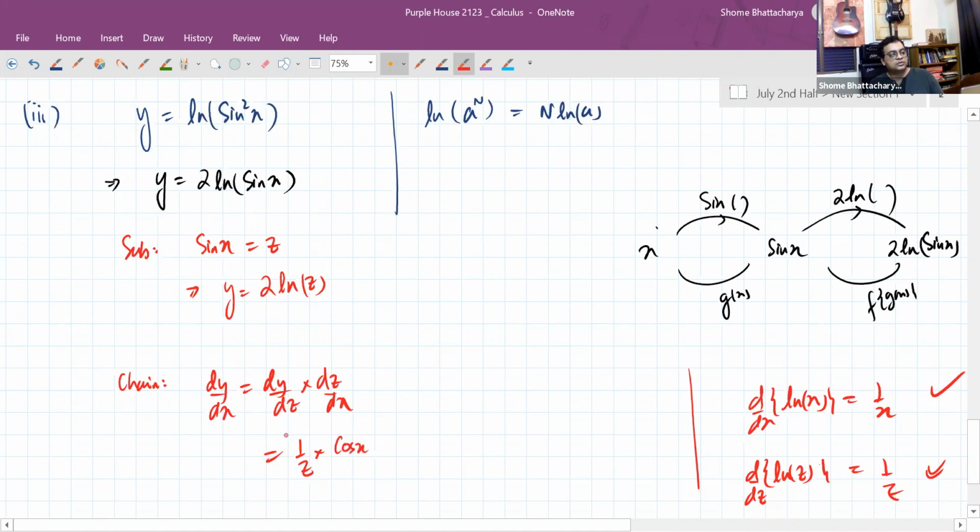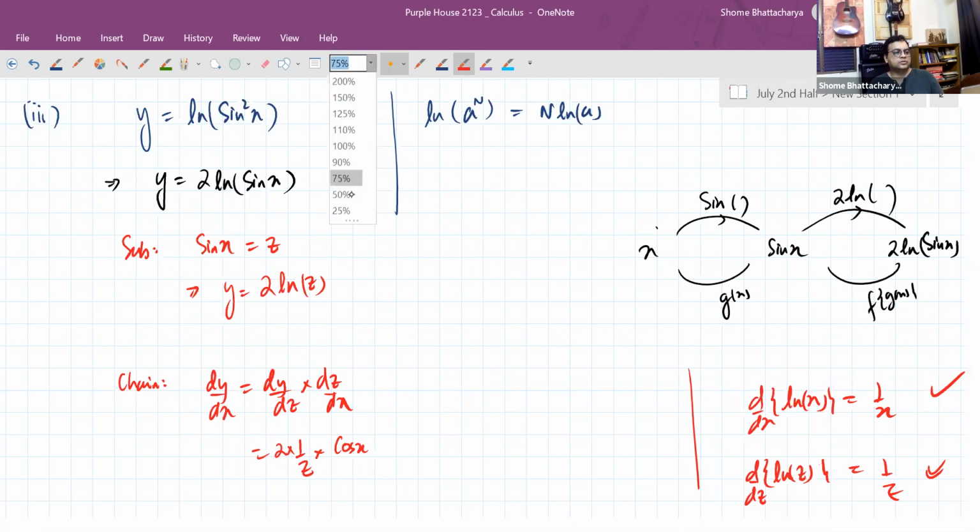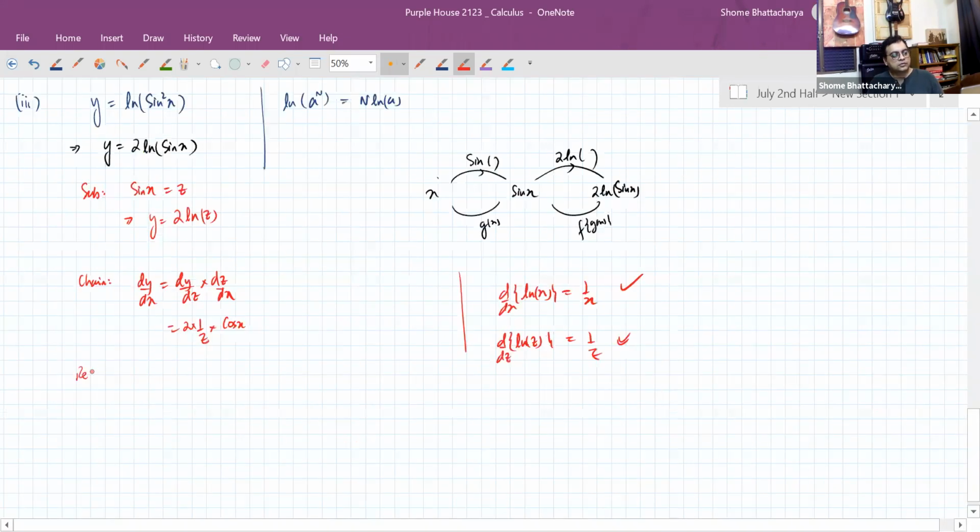Okay. But there's also the 2. So there is a coefficient of 2. Okay. So now you can see the final step. We need to just resubstitute. So dy by dx becomes 2 times cos x upon sin x, which you may simplify further and write as simply 2 cot x. So this is also correct on its own. This is also correct on its own.